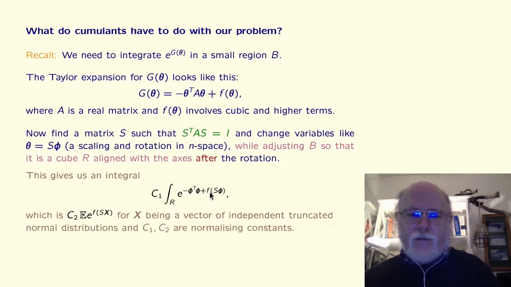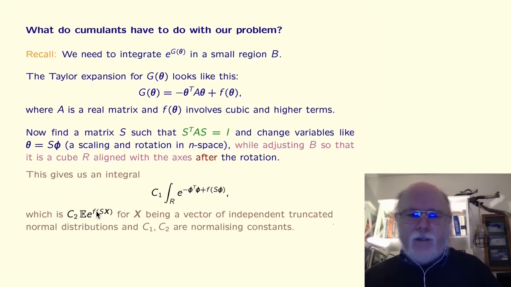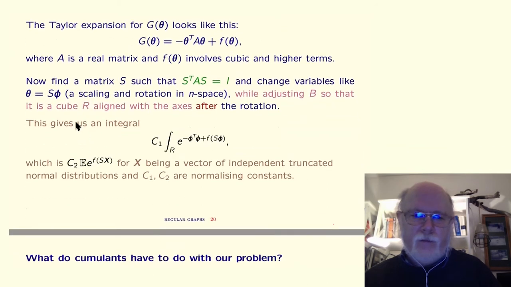We've got an integral like this, where now the quadratic part is diagonal. So the random variable that corresponds to just e to the minus theta transpose theta is an n-dimensional normal distribution with independent components. And then you apply the theorem to f of S times phi. And that's that. You apply the theorem, it gives you an answer.